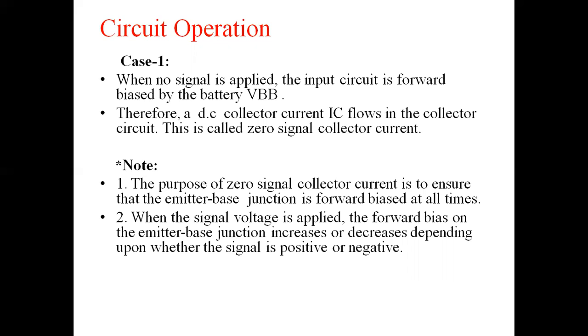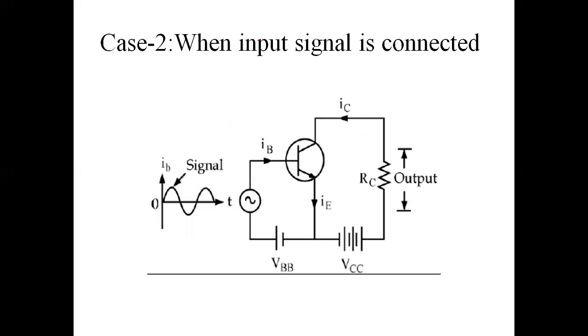the times. And second one is when the signal voltage is applied, the forward bias on the emitter base junction increases or decreases depending upon whether the signal is positive or negative. This is the first case.